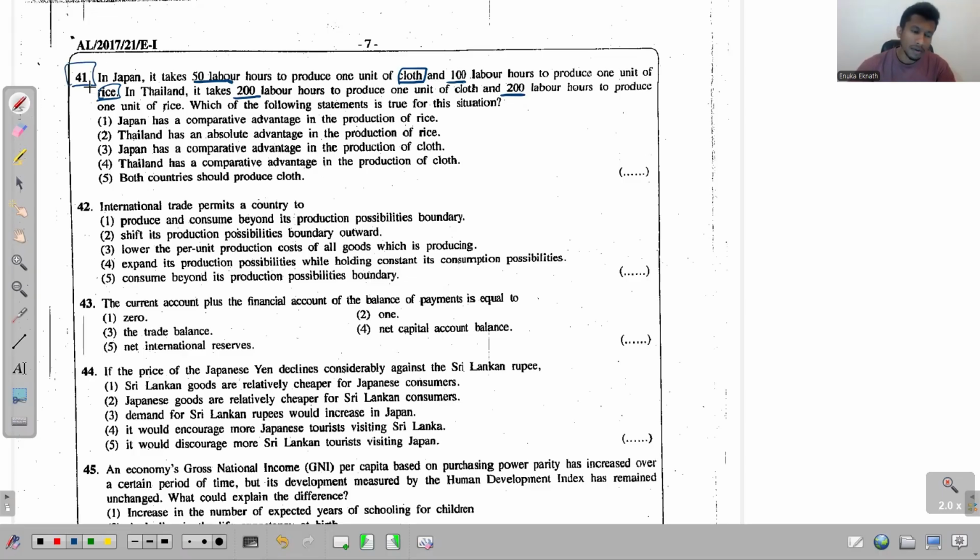Right, this is a question related to international trade. You can obviously understand that. And it comes from this input approach. Okay, so before we do anything, let me tabulate the given information.